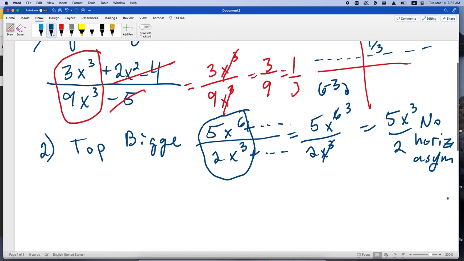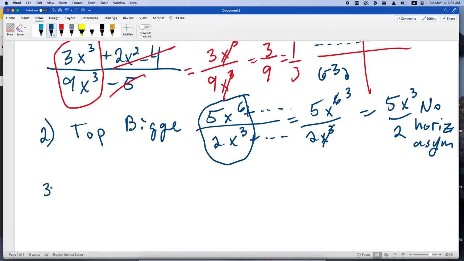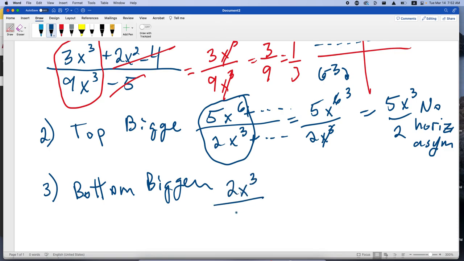And so there's one other thing that happens, and can anyone guess what that's going to be? We've got they're equal, the top's bigger, the bottom's bigger, right? And so we could just flip this. If we had 2x to the 3rd over 5x to the 6th, again, when we subtract the exponents, it ends up in the denominator, so this reduces down to 2 over 5x to the 3rd.